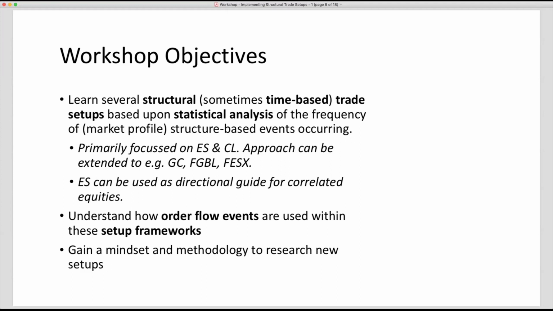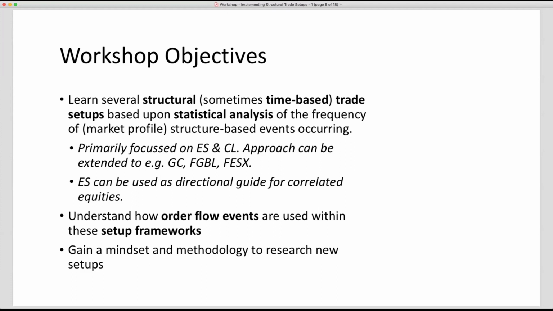Much like university, I'm aiming to give you a way of thinking about developing your own playbook and executing setups by giving you a starting point of half a dozen setups that you can explore. And I'd encourage you to explore them and qualify them for yourself. Be skeptical of what I'm telling you.